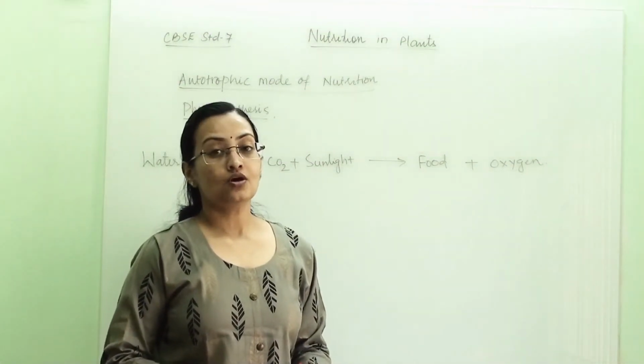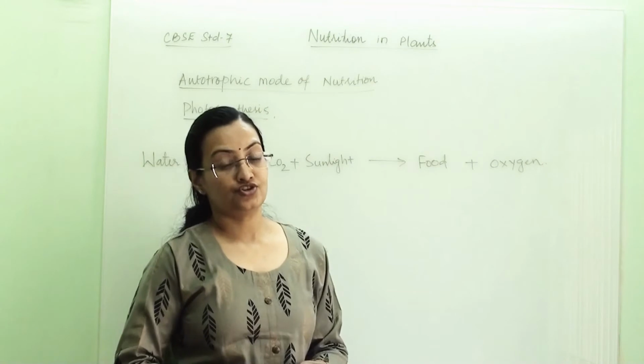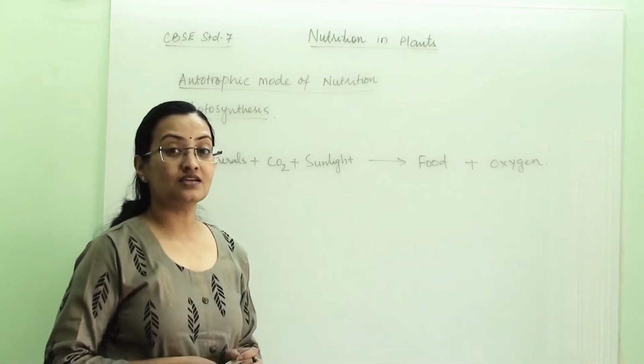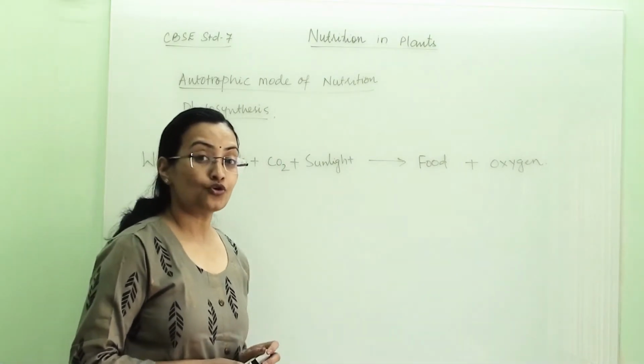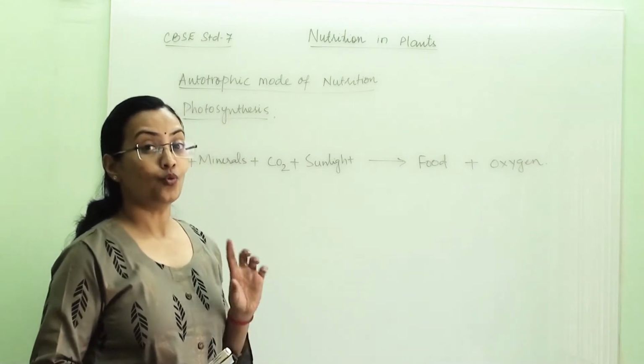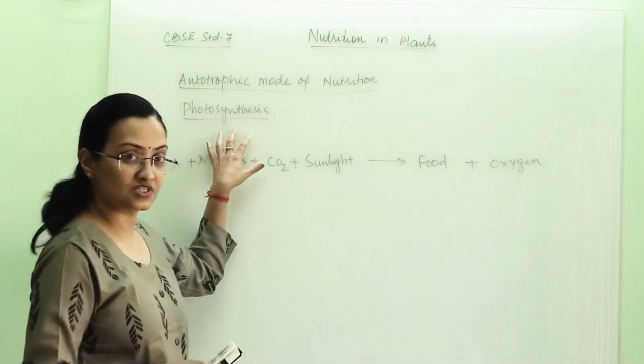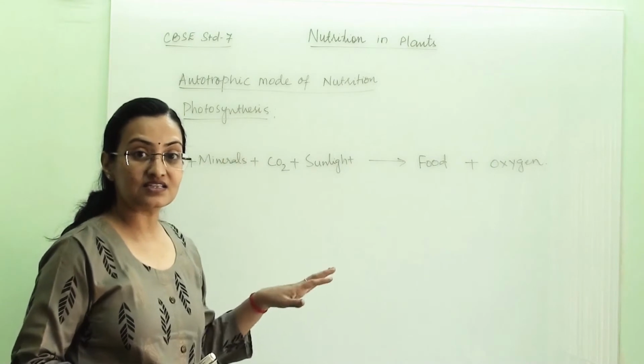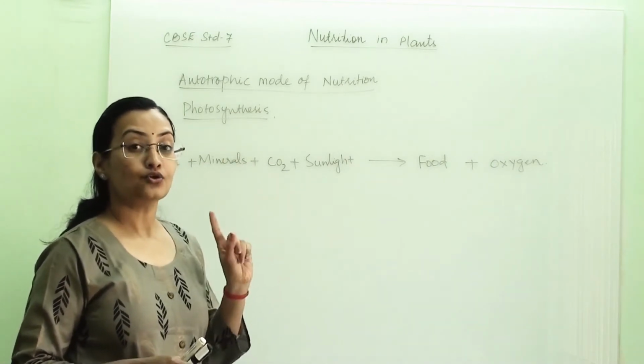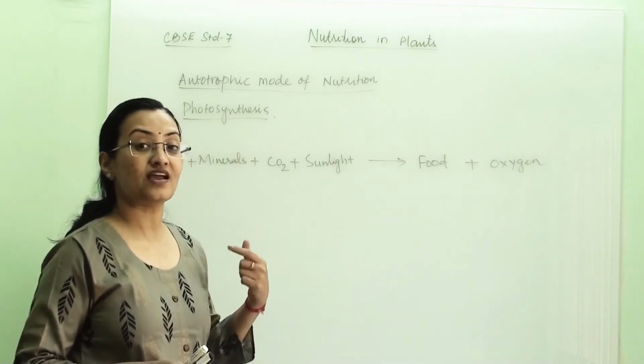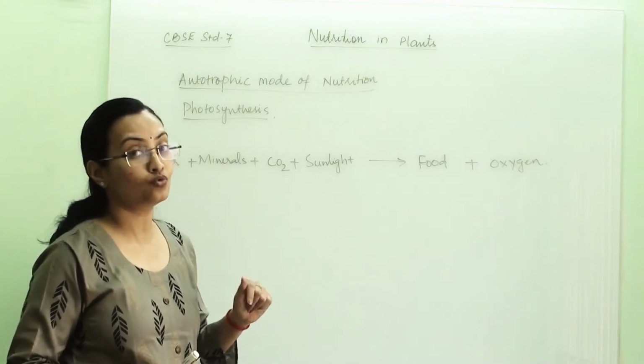So now let us talk about the autotrophic mode of nutrition. How are autotrophs making their own food? Autotrophs make their own food via a process called photosynthesis. That means plants and trees are doing photosynthesis, and via this they are making their own food.